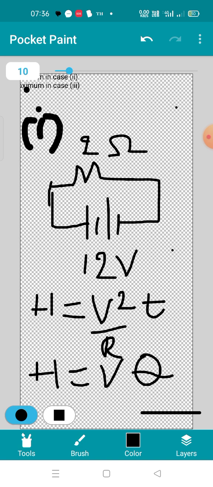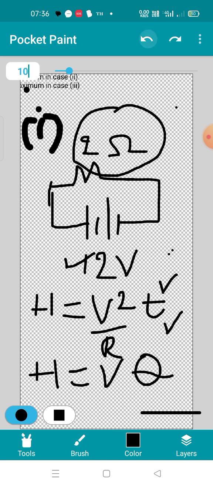Now you can see in the circuit there is the value of V, potential difference, and it is 12 volts. There is the value of resistance, that is 2 ohms. So we need to use that formula of heat where both V and R are present. So from this we can conclude that it is advisable to use H is equal to V square by R into T. We shall use this formula and calculate the heat produced in the 2 ohm resistor.